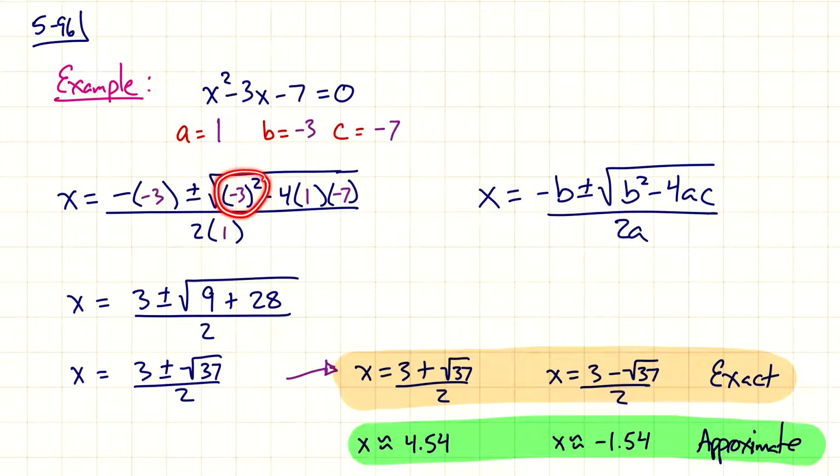Same thing inside the square root. You'll notice there's a -3 squared. So be careful on a calculator. If you put -3 squared in a calculator, it's going to give you -9, which is wrong. So be careful there. If you put parentheses around the -3, then it's going to give you a +9, which is what we want. So be careful there.